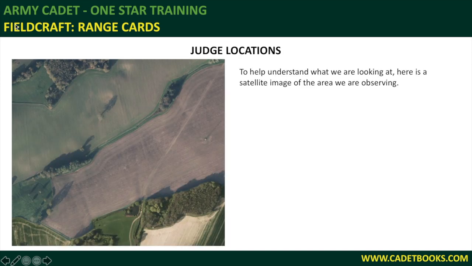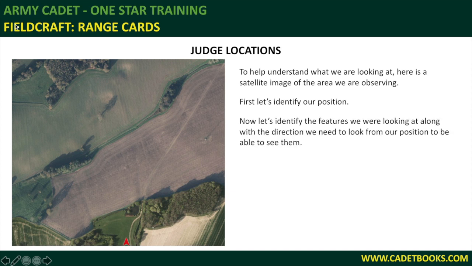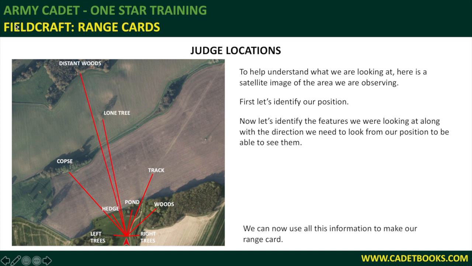Judge locations. To help understand what we're looking at, here is a satellite image of the area we're observing. First, let's identify our position, marked with a red arrow. Now let's identify the features we were looking at along with the direction we need to look from our position to be able to see them. Left trees, right trees, copse, woods, hedge, track, pond, lone tree, distant woods. We can now use all this information to make our range card.